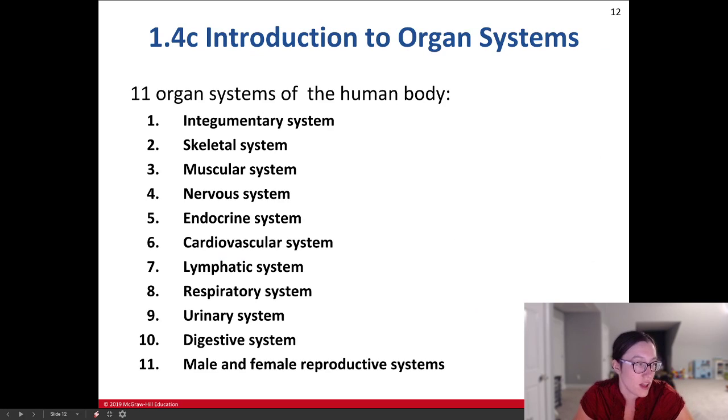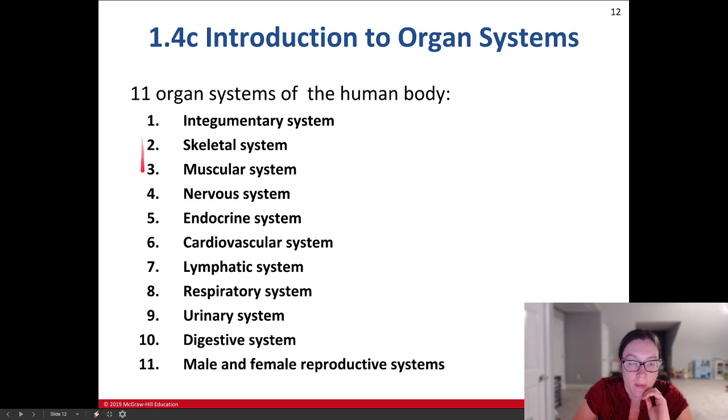So as we said, we have a lot of organ systems that work together to form the human organism. There are 11 organ systems in the human body, and we're going to study them in roughly this order. In 168, we're going to cover the first 4: the integumentary system, the skeletal system, the muscular system, and the nervous system.